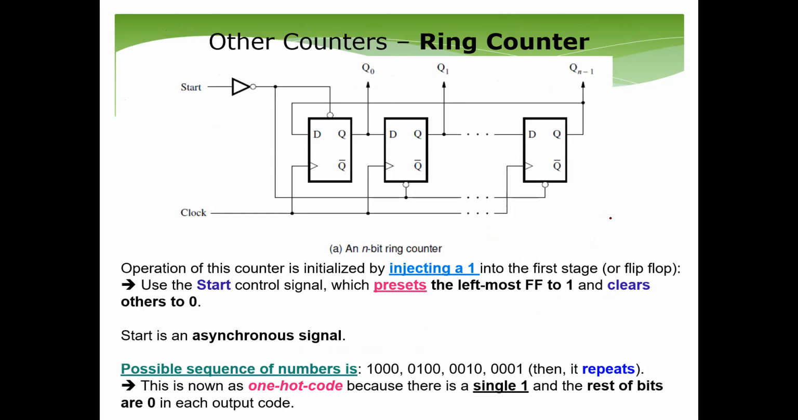Okay, we have three counters, the special counters that we talked about in Unit 2. As a reminder, we have the ring counter, the Johnson counter, and the linear feedback shift register, which is used for random number generation. We will start with the ring counter.